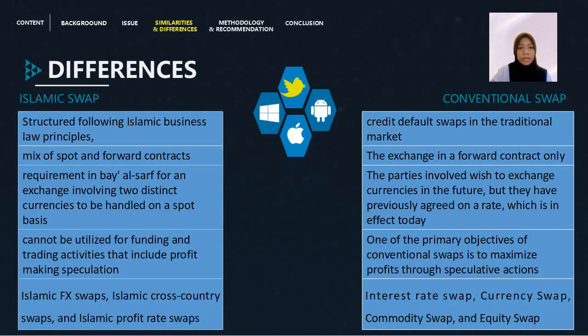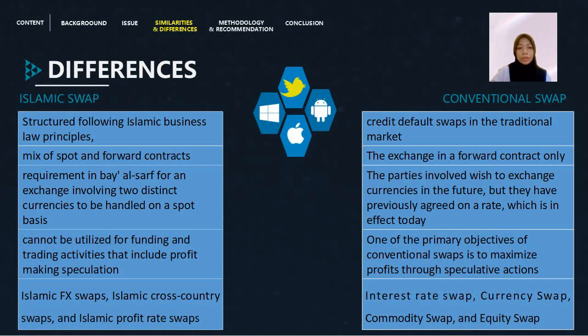Conventional swaps involve credit default swaps in the conventional market, where the buyer pays a sum and receives insurance to be paid in the event of a loan or customer default. Second, Islamic swap has a mix of spot and forward contracts. Based on the case study, foreign swaps are exchanged in two stages. When the initial currency conversion occurs, the USD is converted to Ringgit depending on the spot rate. Both parties will sign a forward contract on the same day to exchange Ringgit for USD at a forward rate.